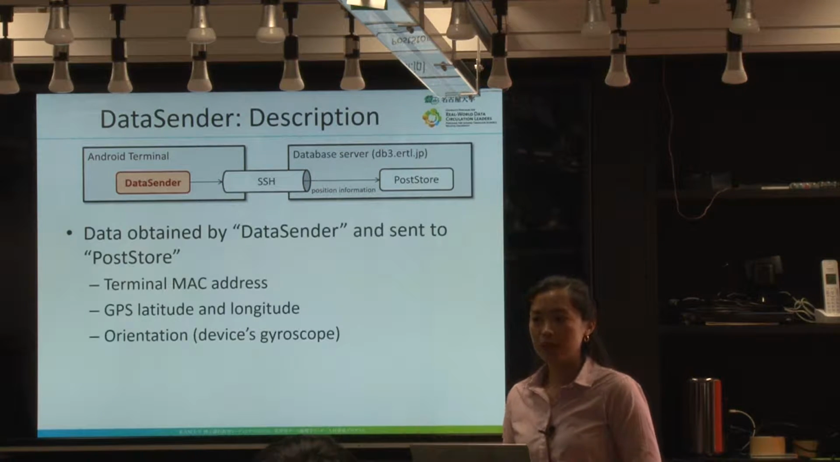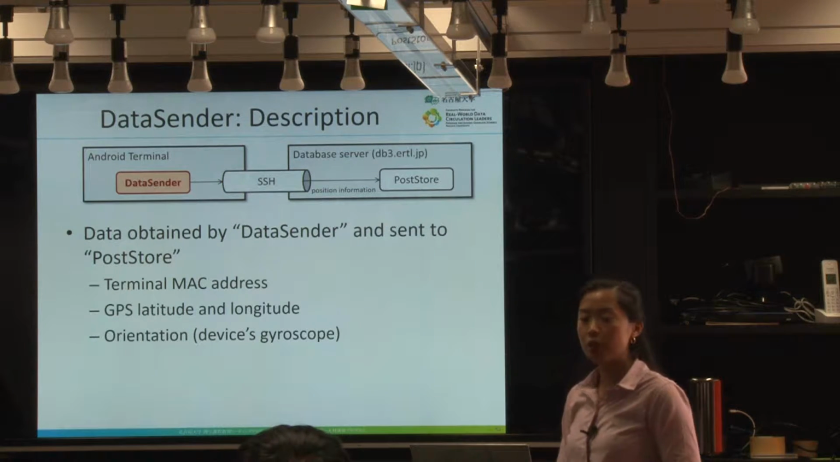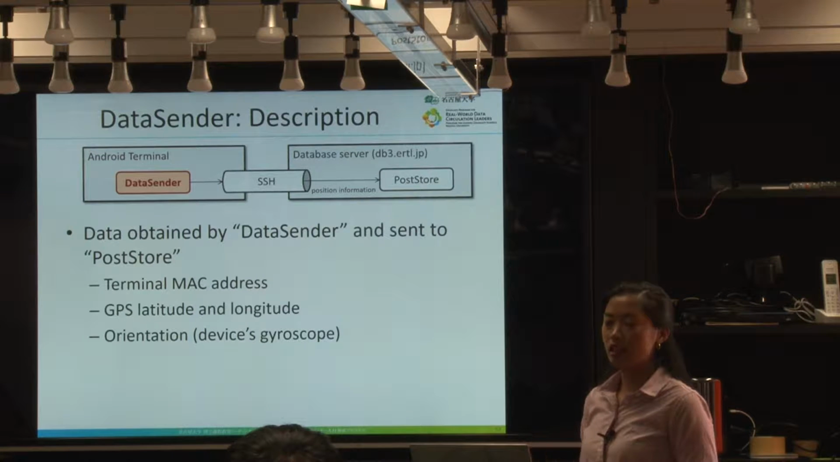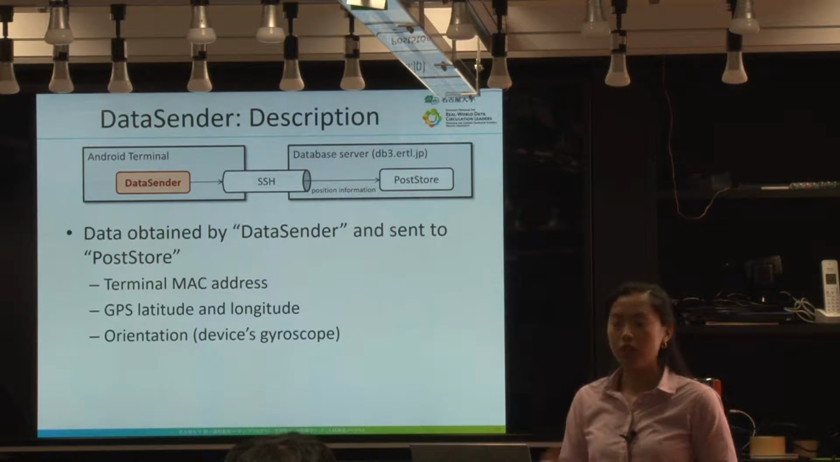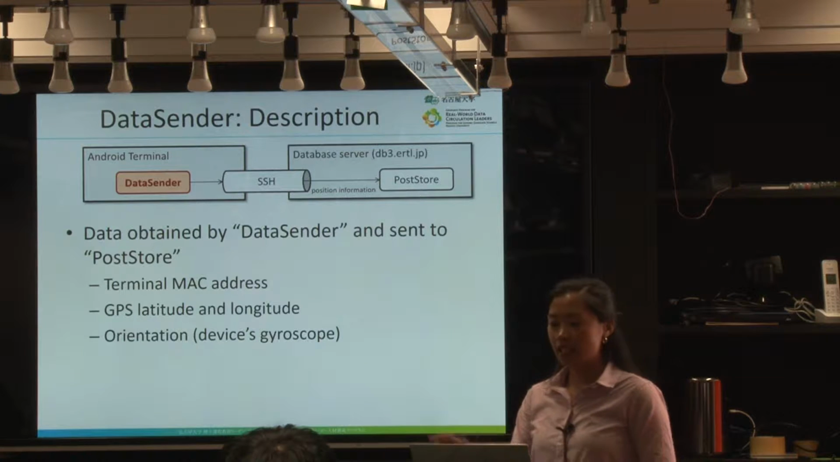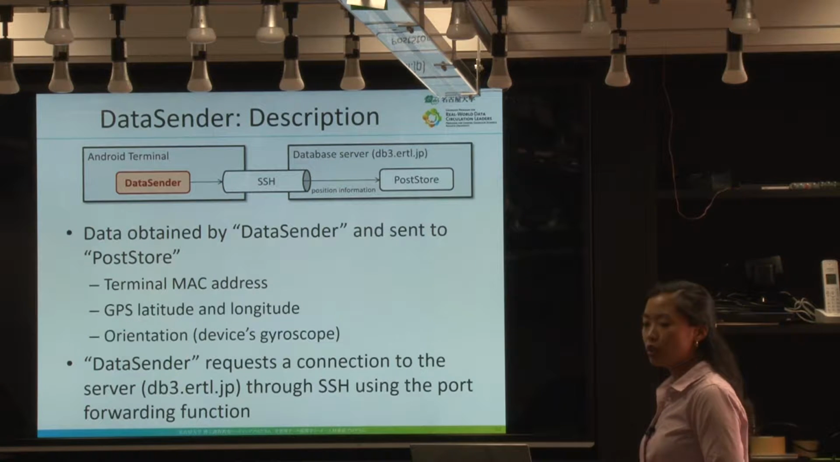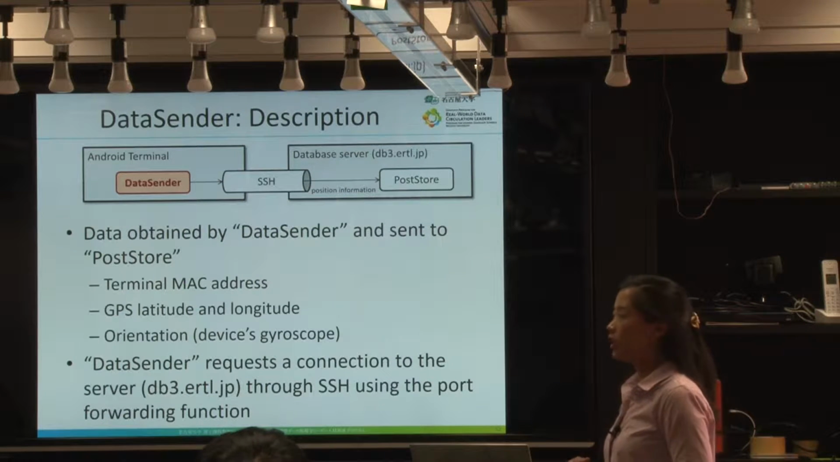So what data is obtained by the data center application? These are the data that you will be sending to the database: the terminal MAC address of the device, your GPS latitude and longitude, and the orientation, which is extracted from the motion sensors like the gyroscope, or gyro for short, and the accelerometer. Second, the data center will request a connection to the server. For today's session, we will be accessing DB3, not DB2, through SSH using the port forwarding function.